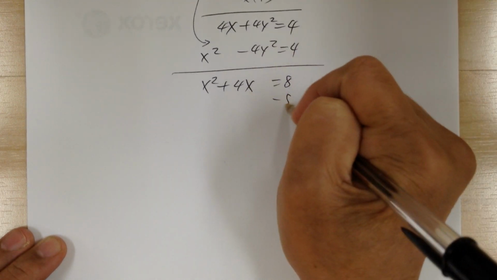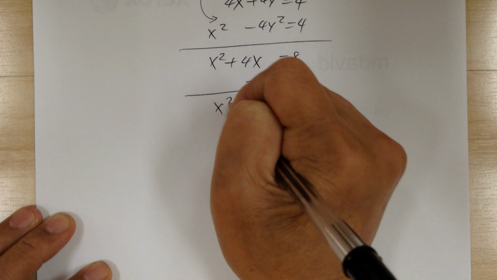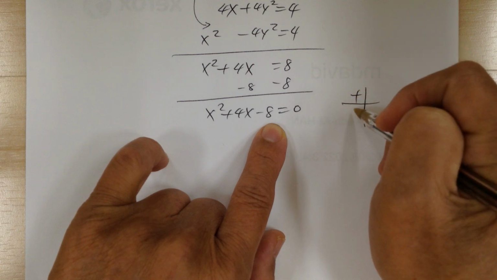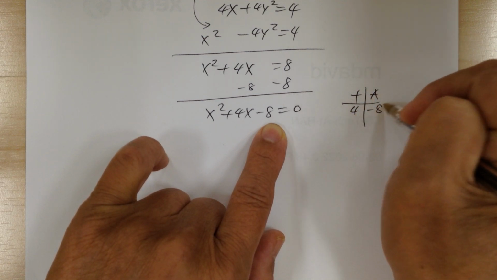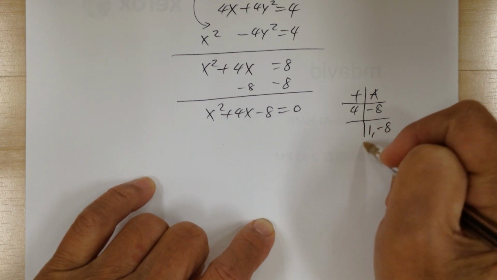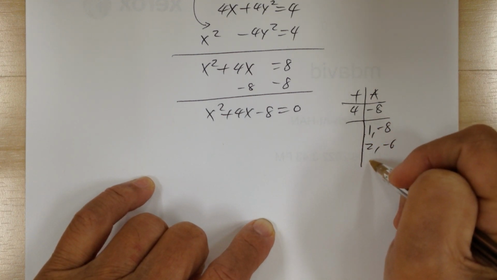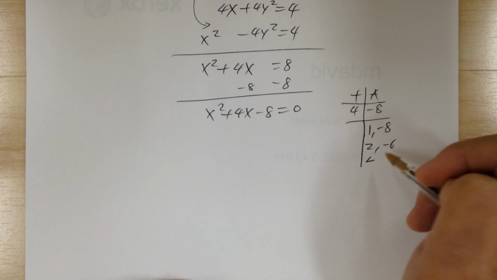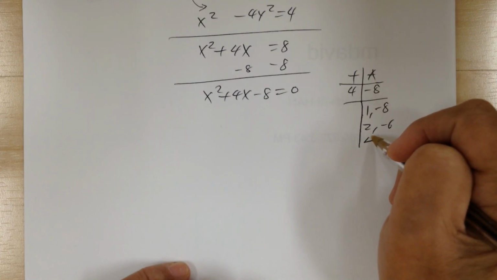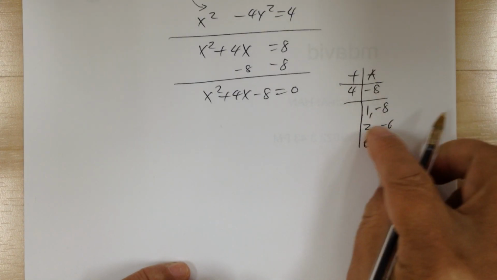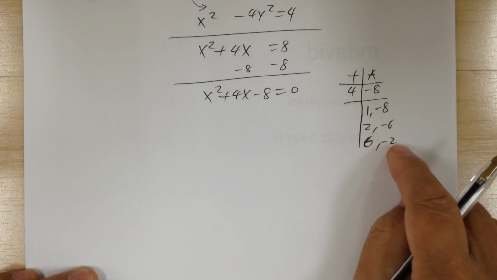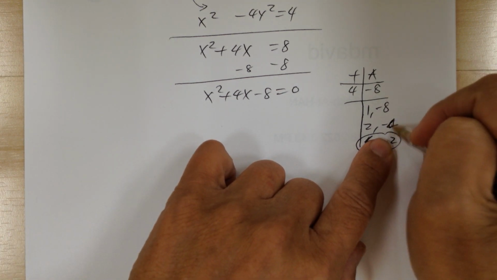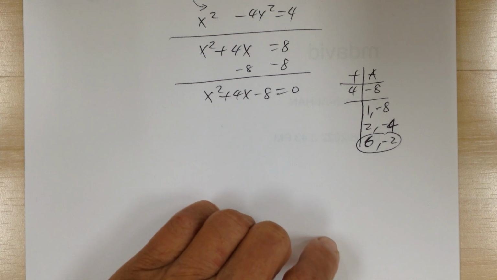Minus 8 on both sides, so I get x squared plus 4x minus 8 equal to 0. Let's go and do factoring. I have to add to get 4 and multiply to get negative 8. So 1 comma negative 8, 2 comma negative 6, and I get negative 4. You have to keep track, it will save you some time. Wait, that's not right. Back up, sorry.